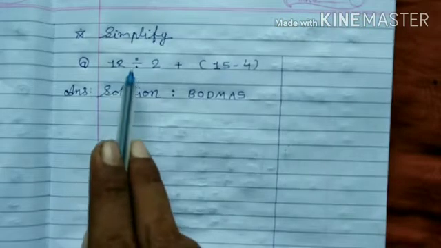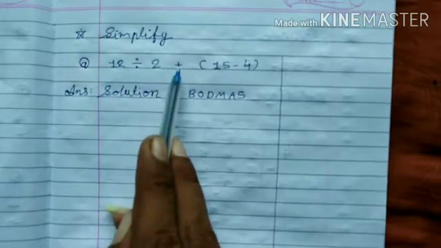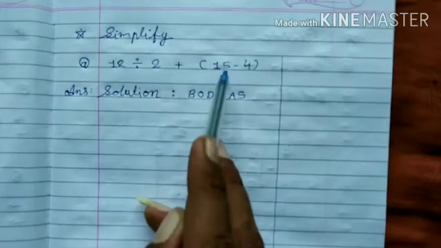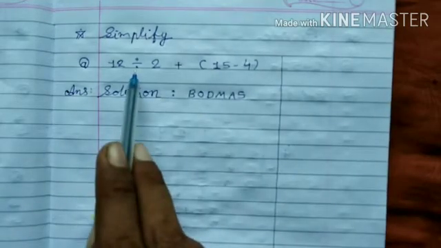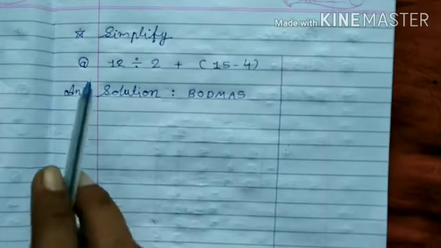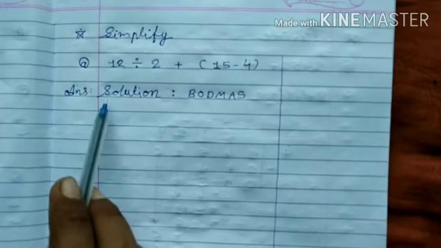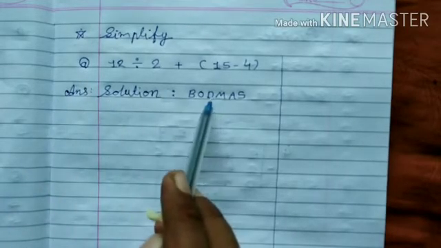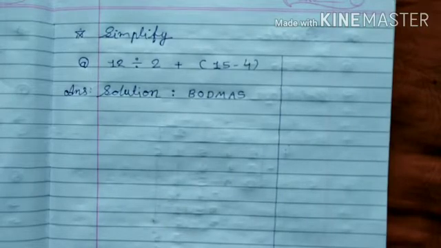Simplify 12 divided by 2 plus, in bracket, 15 minus 4. So we can see three different operations are given. Now how to solve this sum? Let's see. Leave one line, write "answer, solution", and we have to write this BODMAS to follow the sequence. After that, we have to copy the question again.